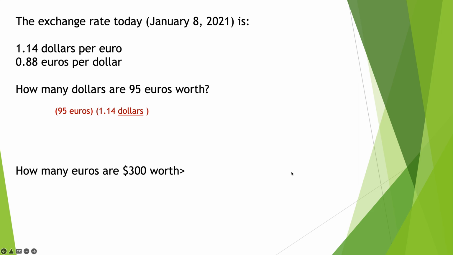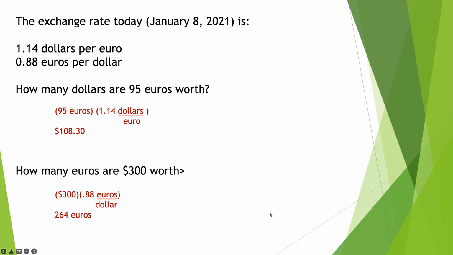Okay, so how many dollars are 95 euros worth? Well, we have to set this up so that the euros will cancel here. So I want the one that converts the euros to dollars. So that would be $1.14 per euro. The euros are going to cancel out. You're going to multiply 95 times 1.14 and you come up with $108.30. How many euros are $300 worth? Well, I do $300, and this time I do euros per dollar so that the dollars cancel out. And I'm left with 300 times 0.88, which is 264 euros.